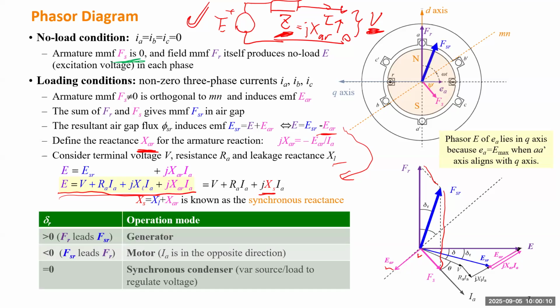So this table just summarizes the three conditions. If I_FR is leading F_S, or leading the F_SR, that means it's generator mode. If I_FR becomes lagging this one, that's motor mode. If it's zero, that's synchronous condenser mode, because this direction determines how much reactive power you can deliver. Okay, all right, so we stop here and we'll continue next Monday.